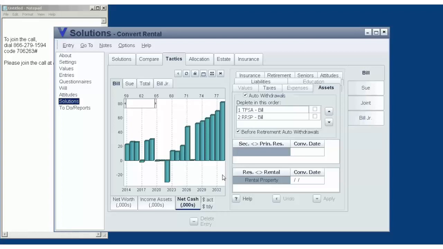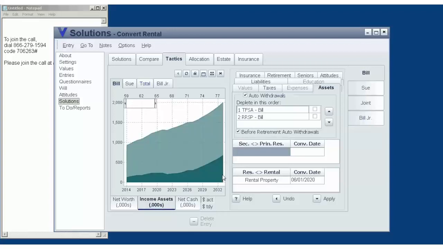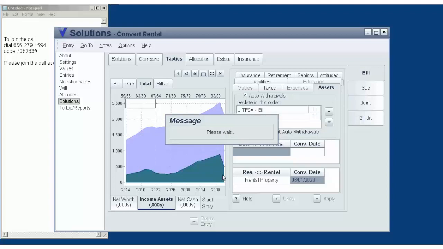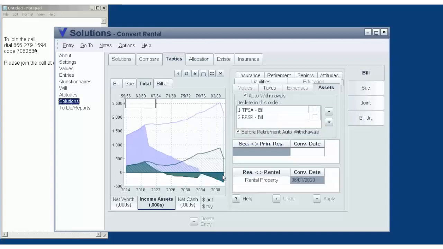So I'm just going to put in a conversion date. I'm going to make it when Bill retires, mid-year of 2020. And I want to bring up our total income assets, because when we convert this from a rental property to a residence, we see that the value of our income assets drops. A rental property is an income asset, a residence is not. So obviously, by changing the nature of the asset, it's going to change our income assets projection.